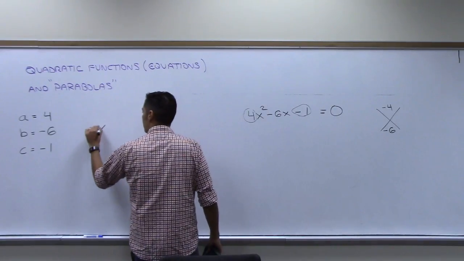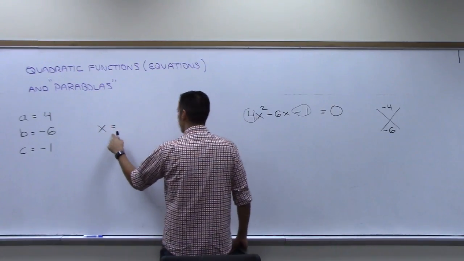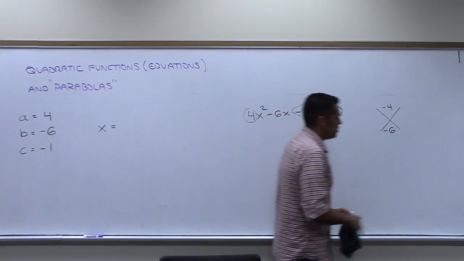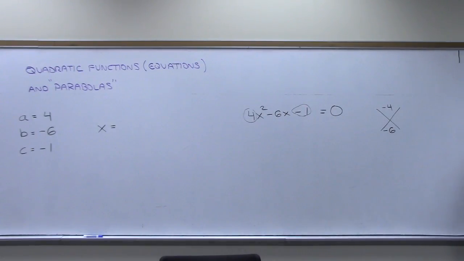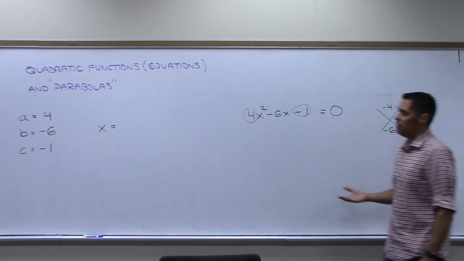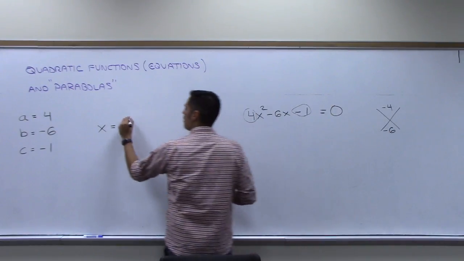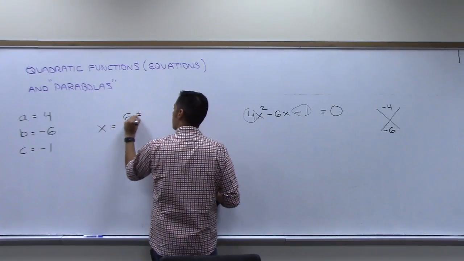So I'm going to write down x equals. Very important that you write down x equals. And then this was kind of confusing people last class. We have -b, but our b is already negative, right? So it's going to be negative of a negative, which is positive. So I'm going to put just 6. Plus or minus square root.